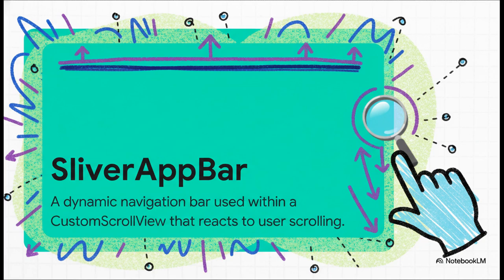And here is the absolute key difference. The SliverAppBar is built to react. It has to live inside something called a CustomScrollView, and its entire purpose in life is to respond to how the user is scrolling. It doesn't just sit there, it interacts, it moves, it totally transforms.